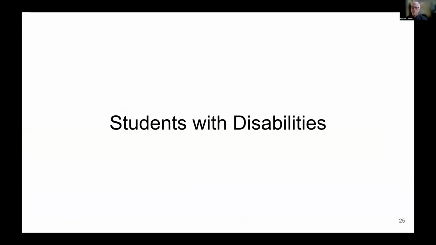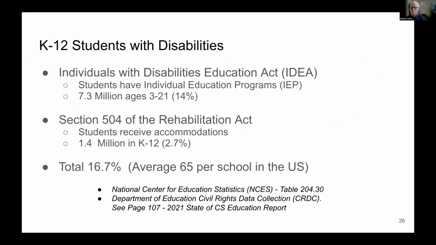So what about students with disabilities? And I'm sure you're familiar with some of this data. So there's two groups. There's those students under IDEA, and in the United States, that's about 7.3 million students, ages 3 to 21, and that's about 14% of that population. And then there's also students with disabilities under Section 504 of the Rehabilitation Act, and that's about 1.4 million students in K through 12. So that's about 2.7%. So the total was 16.7%, which is a little less than 1/5.